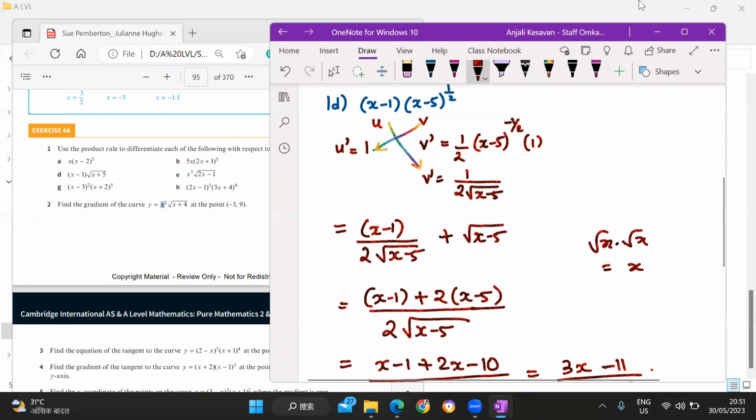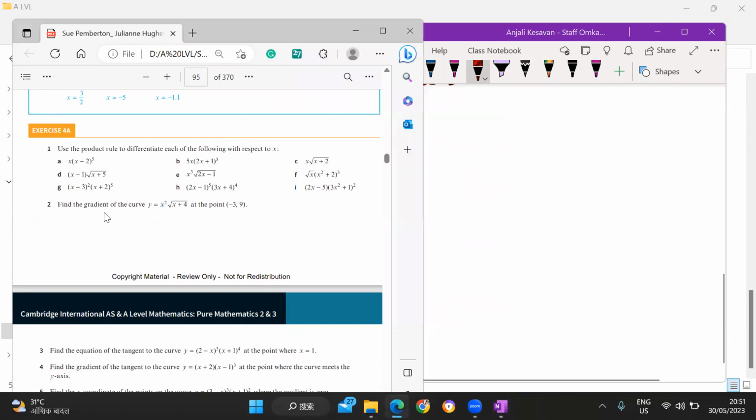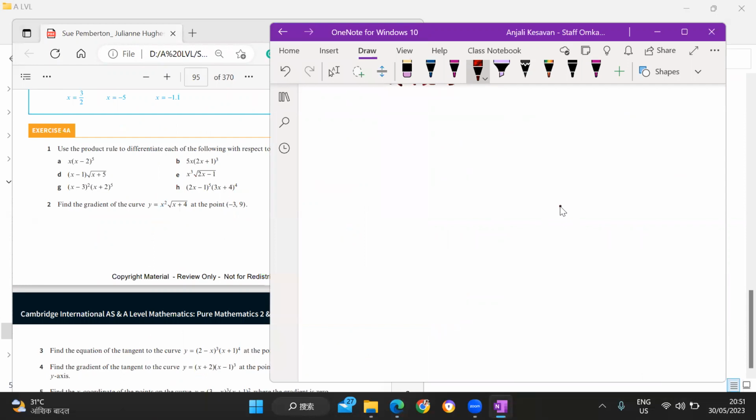Now let's apply this in a word problem. Okay, with this question, can you read this? Find the gradient of the curve. You know gradient of a curve means differentiate. Tangent, and it is derivative, right, of the curve, correct?